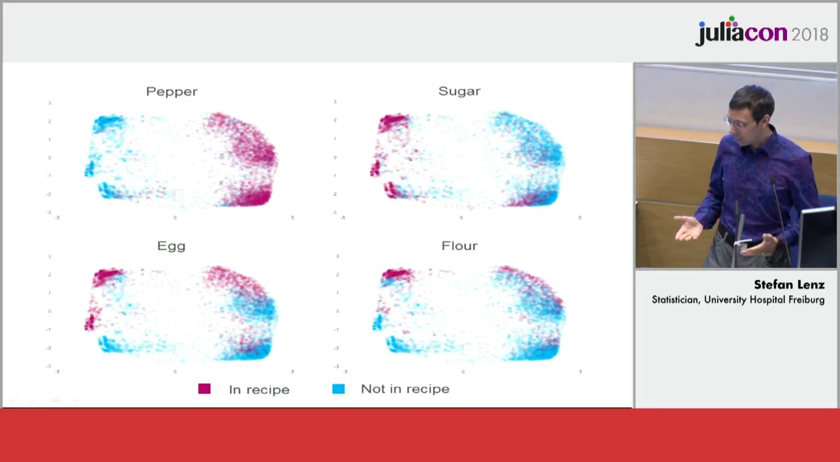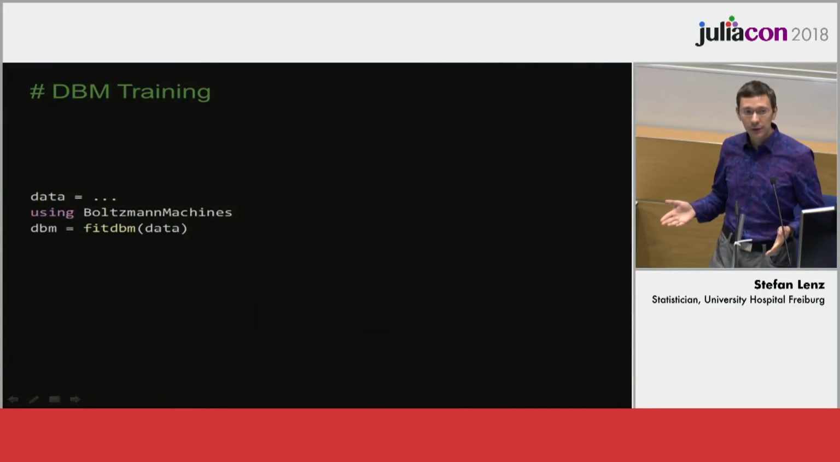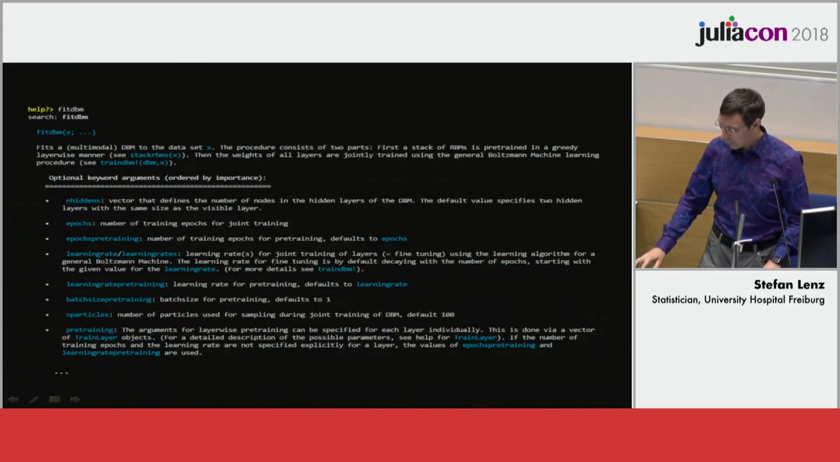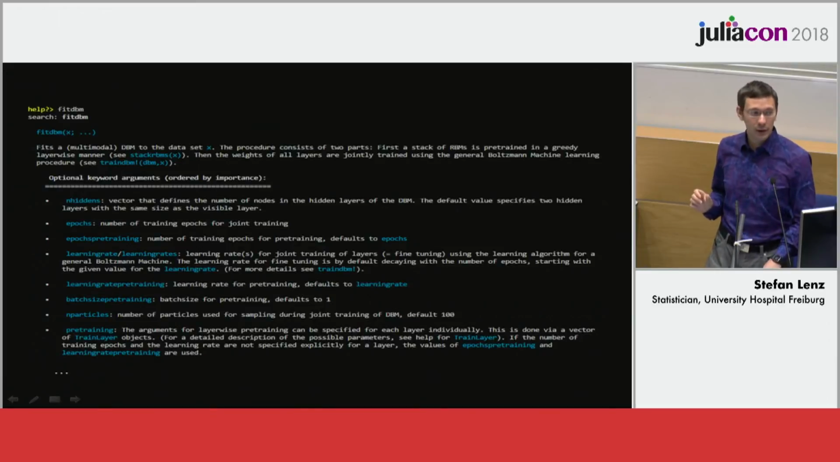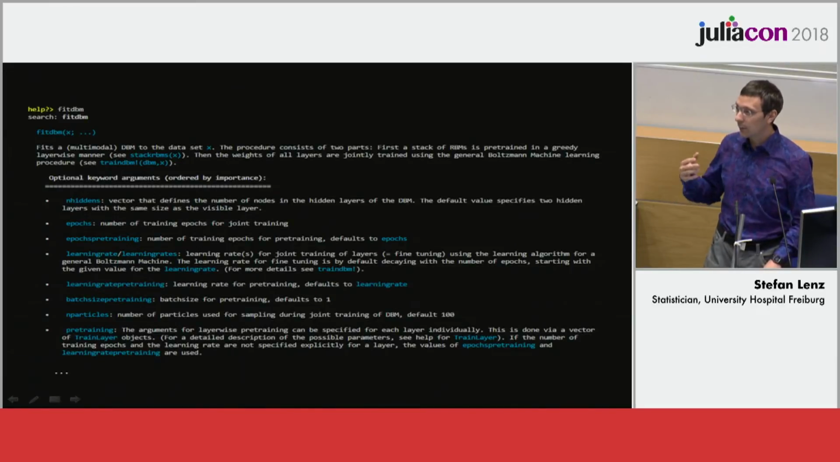But how does one get to those plots? When I showed this simple training call, it was a little bit too simple and I cheated a little bit. When you take a look at the documentation of the fitDBM function, you see that there are many more arguments to it.